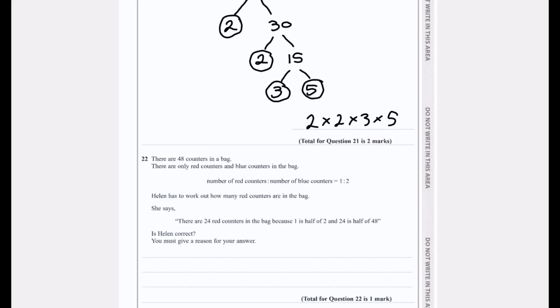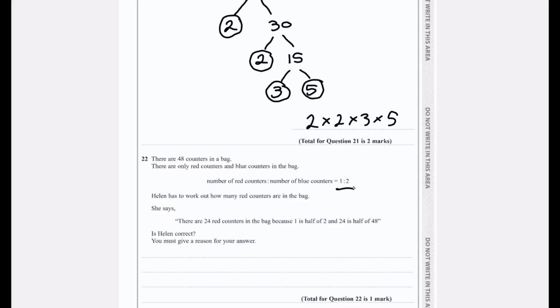Question 22. There are only 48 counters in a bag. There are only red counters and blue counters. The ratio of red to blue is 1 to 2. Helen has to work out how many red there are. She said, so there are 24 red counters because 1 is half of 2 and 24 is half of 48. Is Helen correct? You must give a reason for your answer.